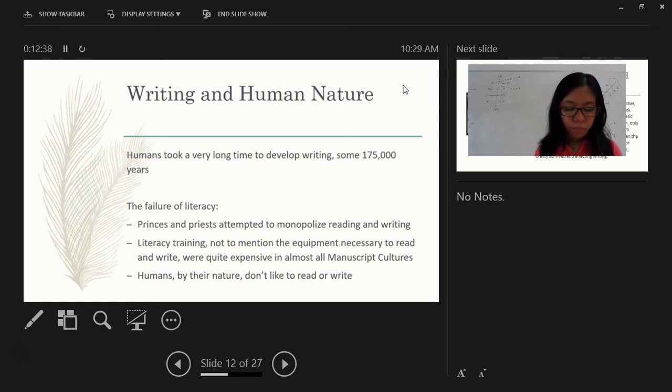The princes and priors thought widespread literacy was quite dangerous. As we know, they don't want their people to be cleverer than them, so they controlled all the writing. The second is that literacy training, not to mention the equipment necessary to read and write, was quite expensive in almost all manuscript cultures. So the princes and priors made all the tools to read and write quite expensive by limiting the supply.